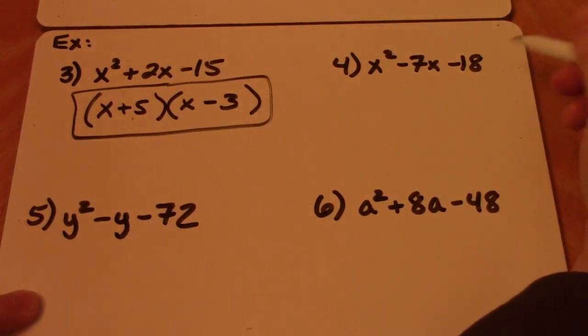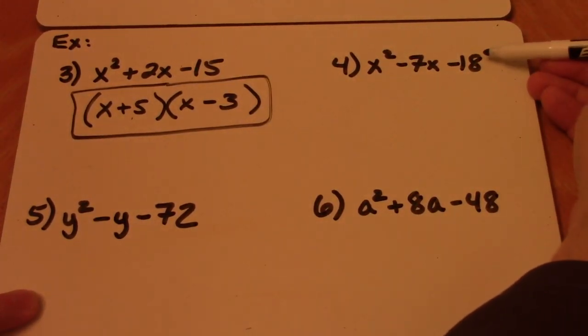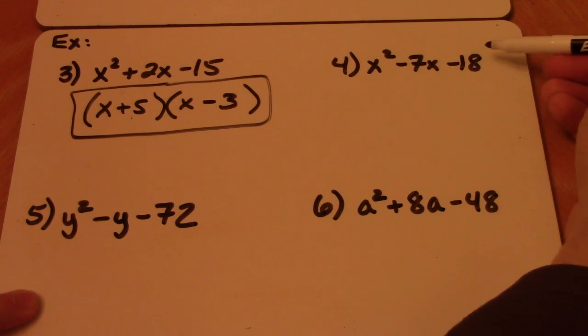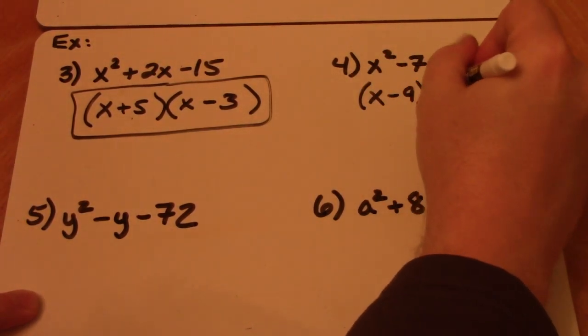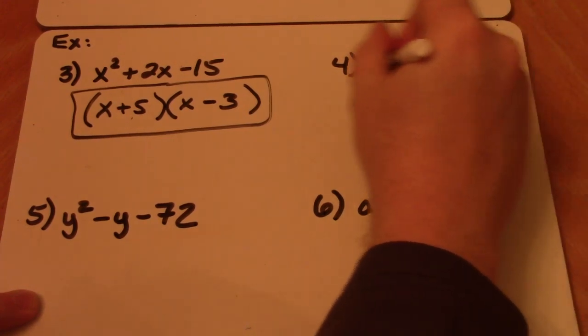For the fourth example, we need a pair of numbers that multiplies to negative 18, adds to negative 7. So that would be negative 9, or x minus 9, and positive 2, x plus 2.